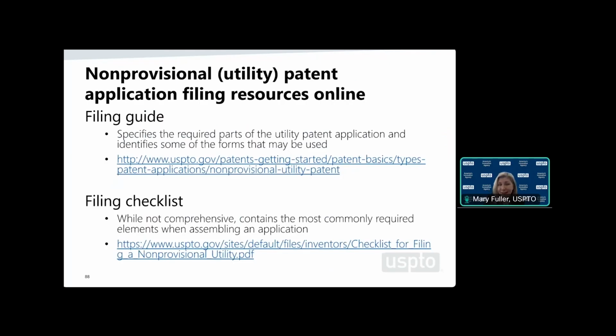Again, we have filing guides. So for non-provisional, remember we have those regular patents and non-provisional utility patents. If you think, oh, I want to file a utility patent, I think I have a great idea, I have a lot of questions, we have filing guides and checklists online to help you on your way. Next slide, please.